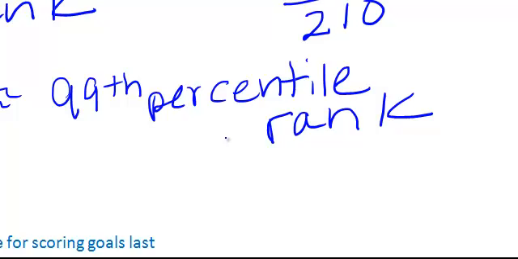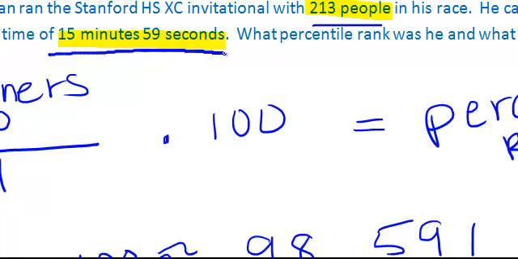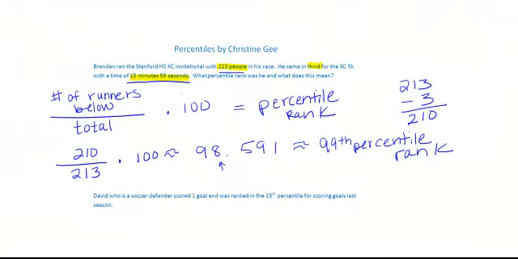Well, that means he was ahead of around 99% of the people in the race. He was ahead of them, or finished ahead of them. And that means that he finished at 15 minutes, 59 seconds. So that means that there were only 2 people that finished, basically 2 people that finished ahead of him. And let's think about this, 99% of the people finished with a slower time than us. So I hope that makes sense.